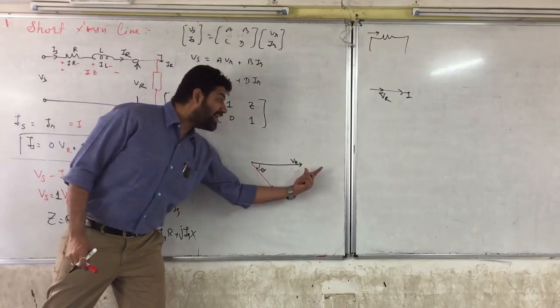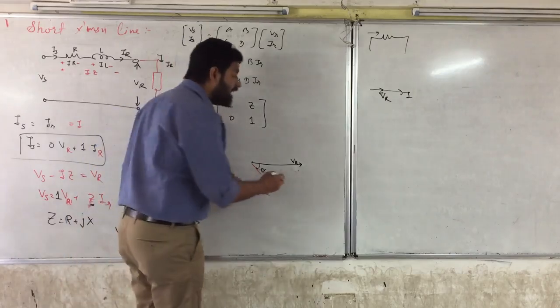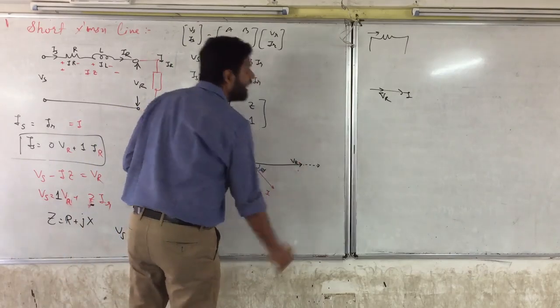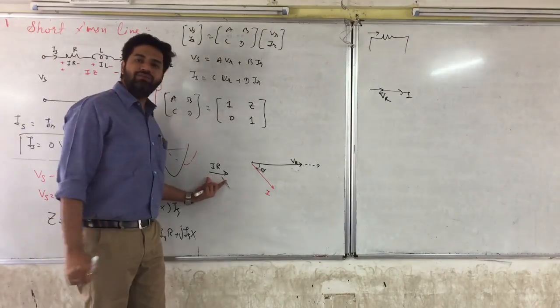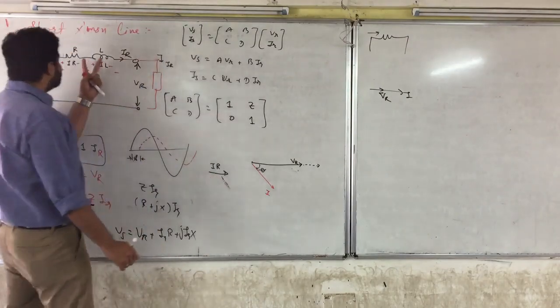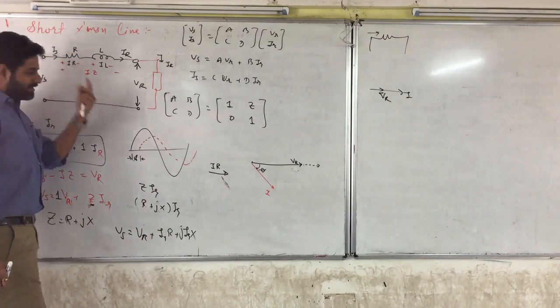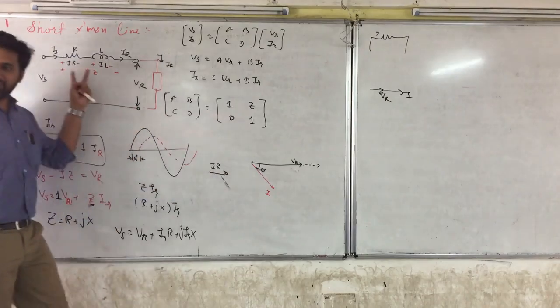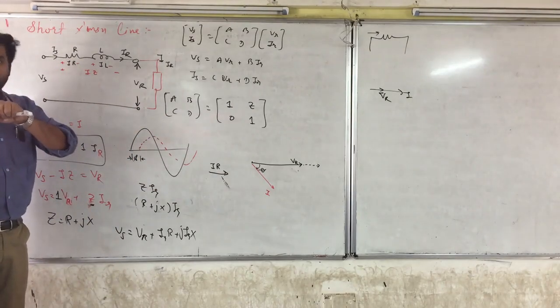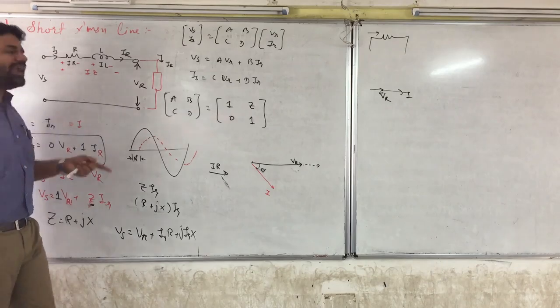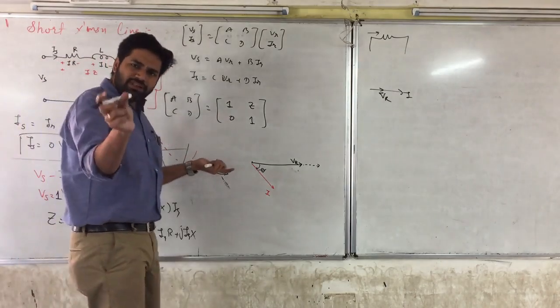I cannot add it directly like this. Because this is what? Voltage across this resistor. Right? This is the voltage across this resistor, and it should be in the direction of IR, so that it maintains the unity power factor for that particular resistor.